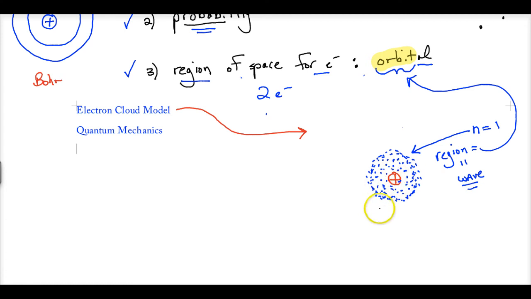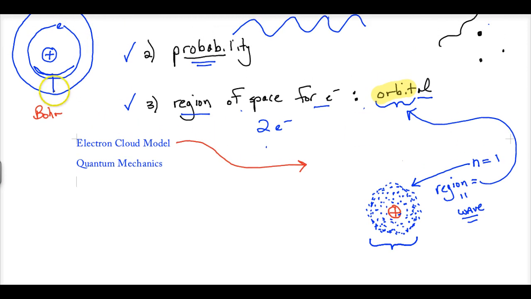Interestingly enough, the distance that we calculate for the radius or diameter of the sphere matches up exactly with Bohr's first energy level. So although he said it was in circular orbits, we now know that the most probable position for an electron is probably right on this edge.